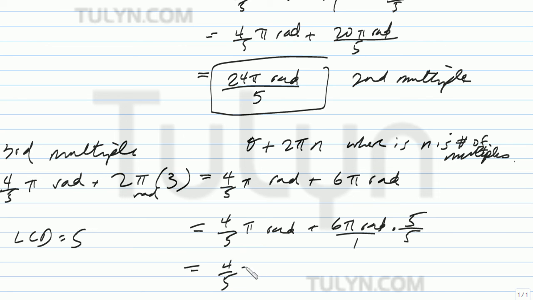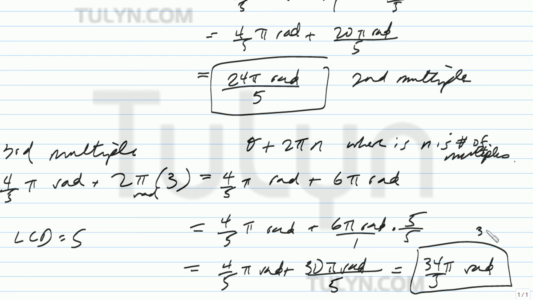It'll be 4/5 pi radian plus 6 pi times 5. I'm just multiplying numerator times numerator: 30 pi radians, over denominator times denominator, 1 times 5 is 5. Add your numerators. 4 pi radians plus 30 pi radians is 34 pi over 5 radians. What I did was add the numerators and keep the same denominator. So this is your third multiple right there. Now you're done.